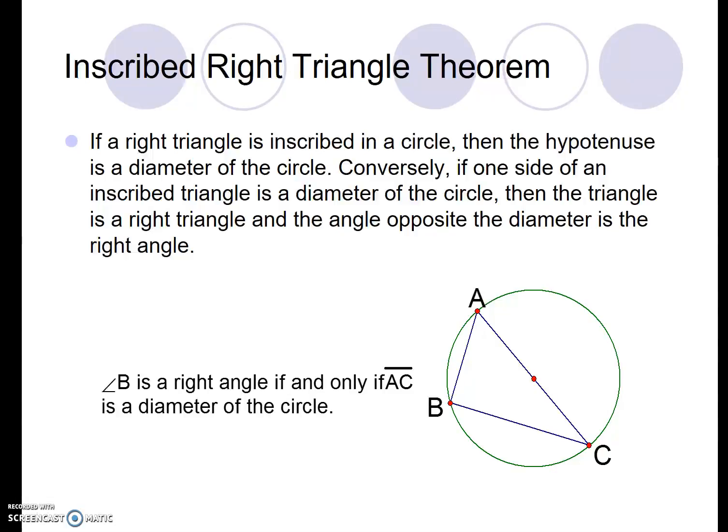We can still draw random triangles in here. It just won't necessarily be a right triangle unless we have that right angle or one of those pieces is the diameter.